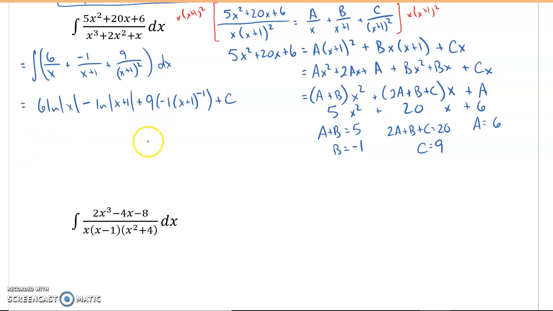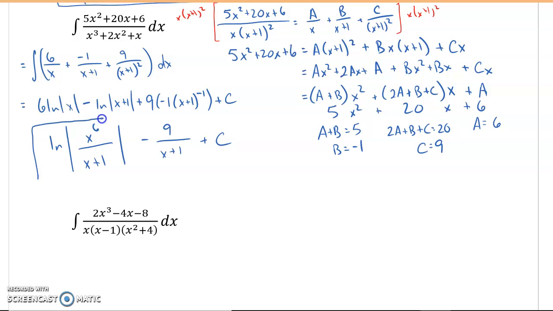Probably we would at the very least rewrite this as -9 over x plus 1. And if we feel like it, a lot of people like to do this. You don't have to. But you can condense this. Just be careful. The 6 needs to be turned into an exponent before condensing. So this would be x to the 6 in the numerator, and then the minus means it goes to the denominator of x plus 1. There we go. And I kind of like that as a final answer. But you don't have to condense. You can leave it as two separate natural log terms along with the fraction.